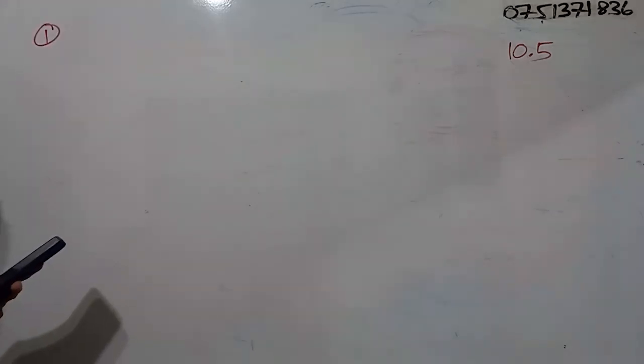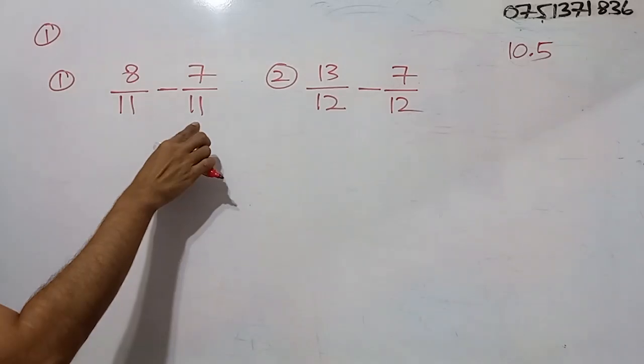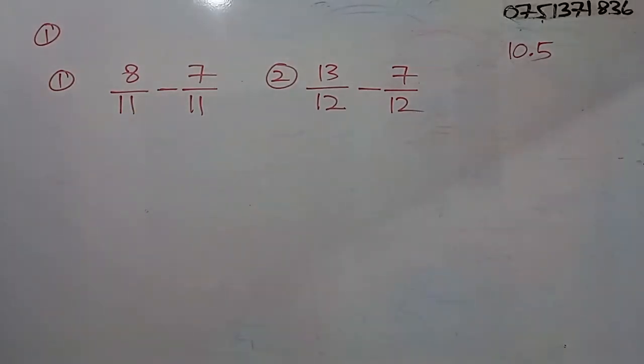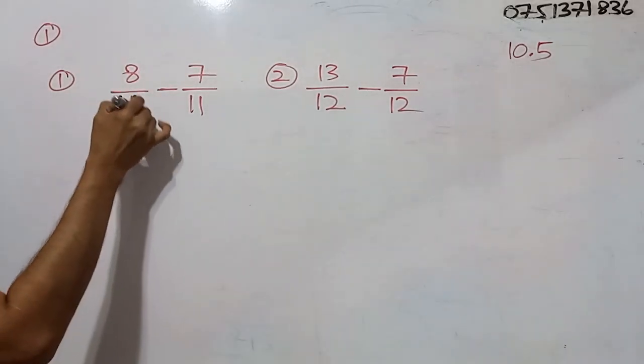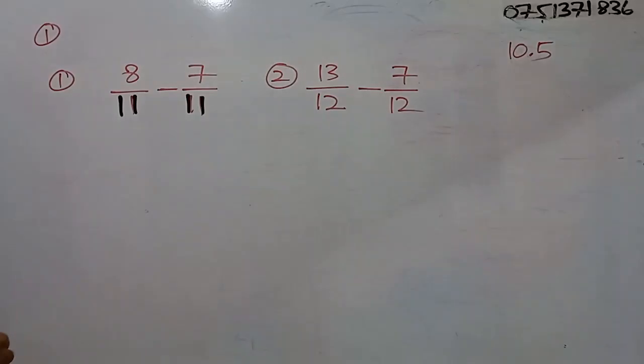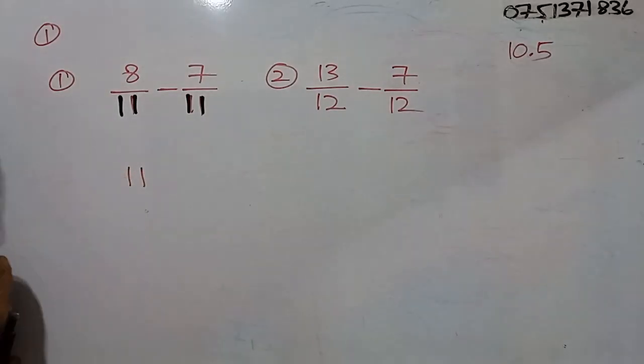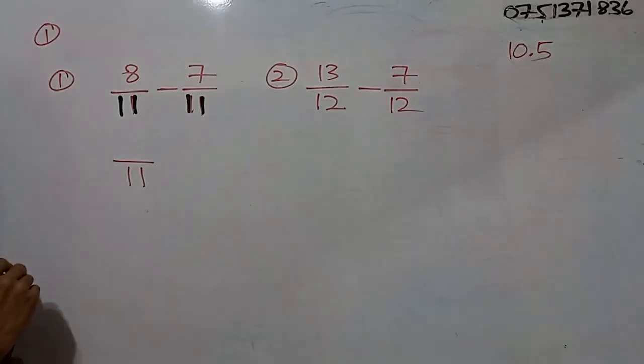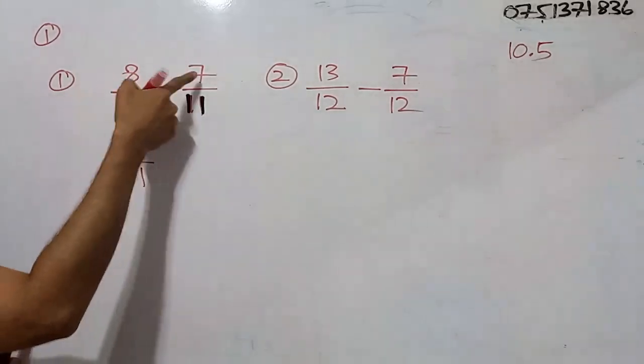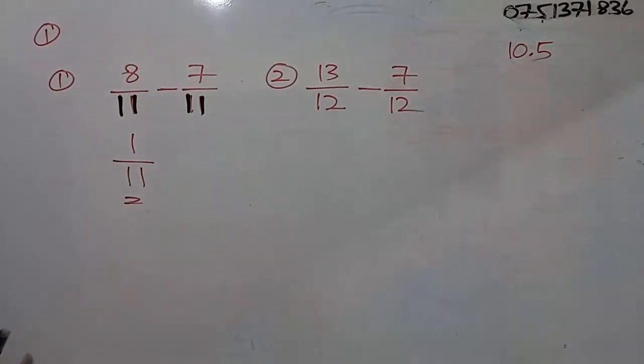Exercise 10.5. Find the value of each of the following. Right, so we have two fractions and we need to subtract. You can see both fractions have the same denominator, right? So the resultant fraction will have what? The same denominator as well. And the numerator will be what? 8 minus 7, which is 1.